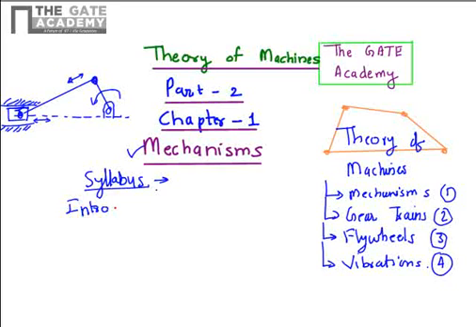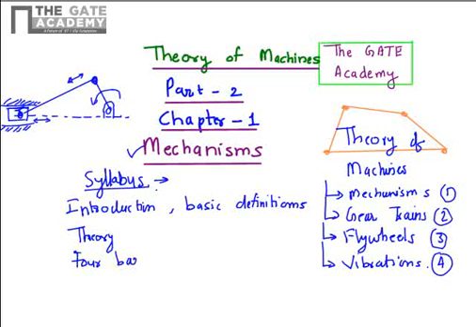We will have an introduction on the subject, basic definitions in mechanism formation, theory of mechanism formation, and some solved examples. Then we will move on to a typical example of mechanism, that is a 4-bar linkage. We will do velocity analysis in the 4-bar linkage.